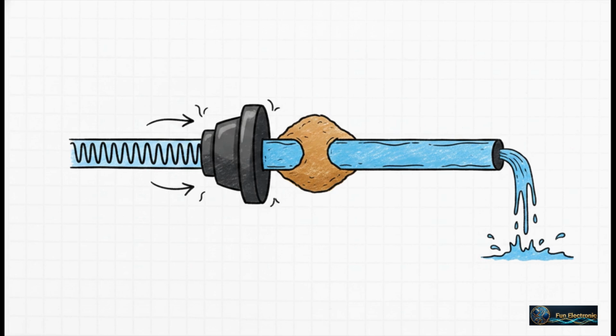Voltage equals current multiplied by resistance. This right here is Ohm's law. It's an absolute game changer because it mathematically proves that these three elements are permanently bound together. If you change one, the others absolutely must react.